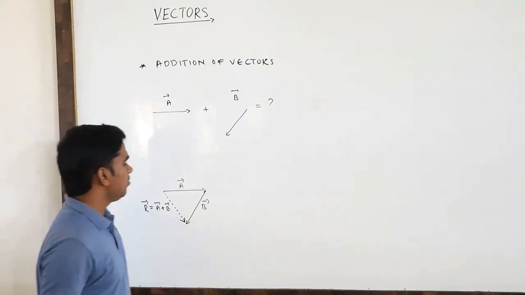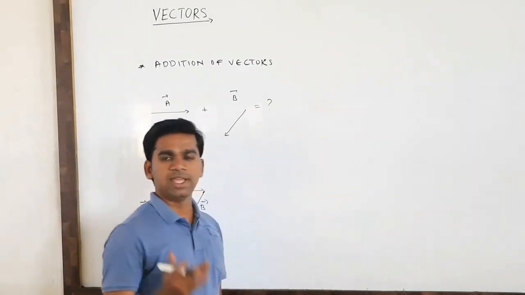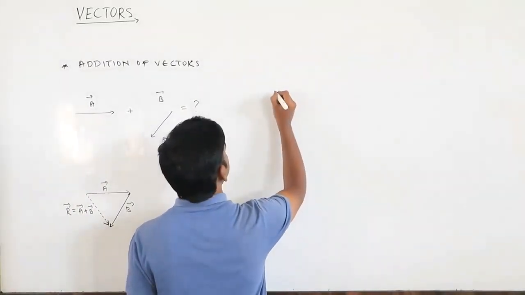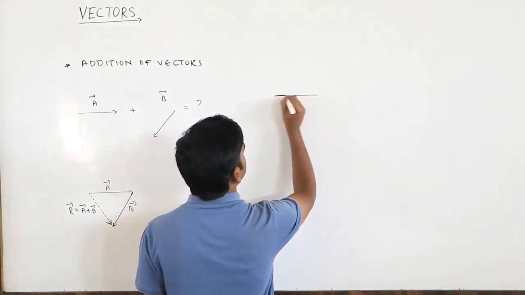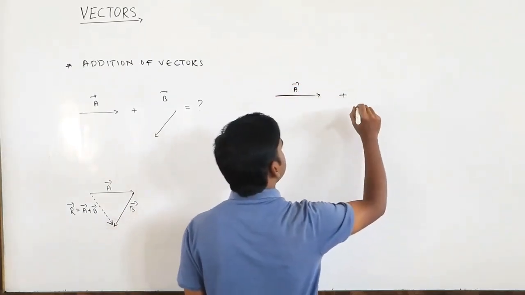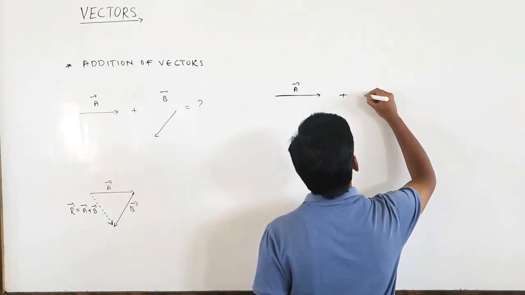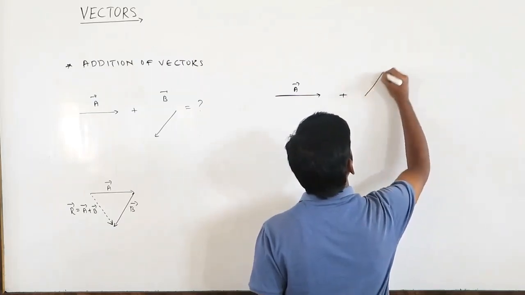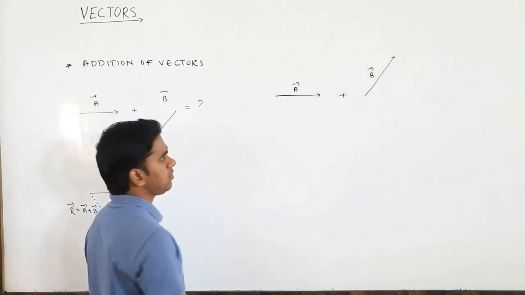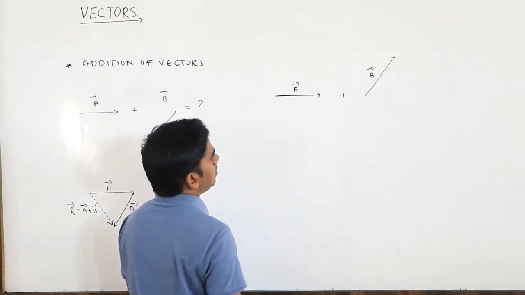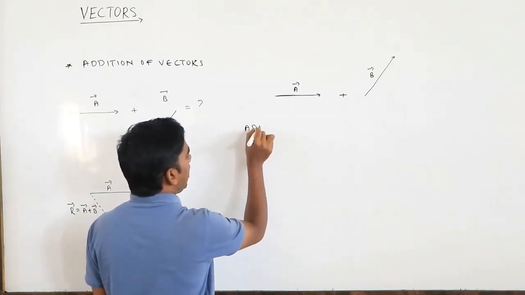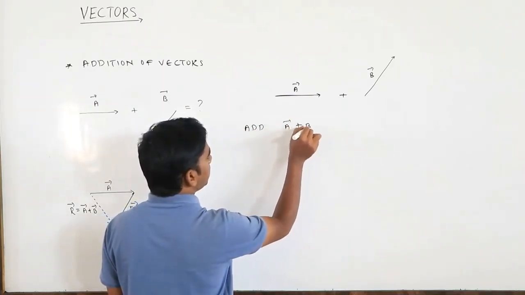Now we will see one important property of addition of vectors. Suppose you have one vector here, say vector A, and you add this vector with another vector in this direction. This is vector B. Now if you add these two, what will happen? We'll see. I want to add vector A plus vector B.